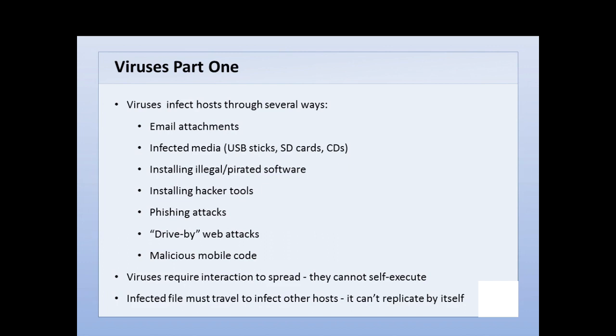So how do viruses infect hosts? Well, again, it's almost exclusively through human interaction. They can infect a host through email attachments, and that obviously means someone clicking on an email attachment or downloading it that's infected, someone using infected media on their host, like a USB stick, an SD card, or a CD. Obviously, we don't see infected floppies much anymore because most machines don't come with floppy disks.